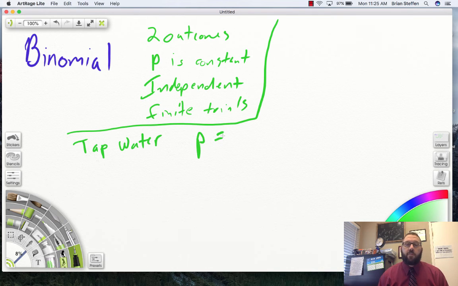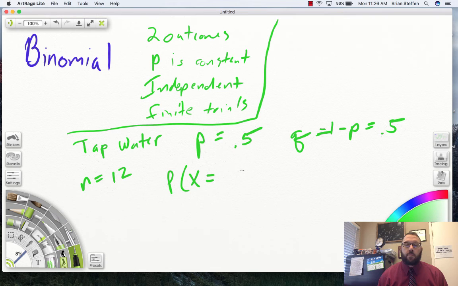So the probability of successfully saying that something is tap water is 0.5. It's a 50-50 shot. So Q is the likelihood that something is not P. Q is equal to 1 minus P, so in this case that's 1 minus 0.5, which is still just 0.5. Let's say this year there are 12 students in class. We're going to find the probability that exactly 7 people correctly identify that the water that we have is tap water.